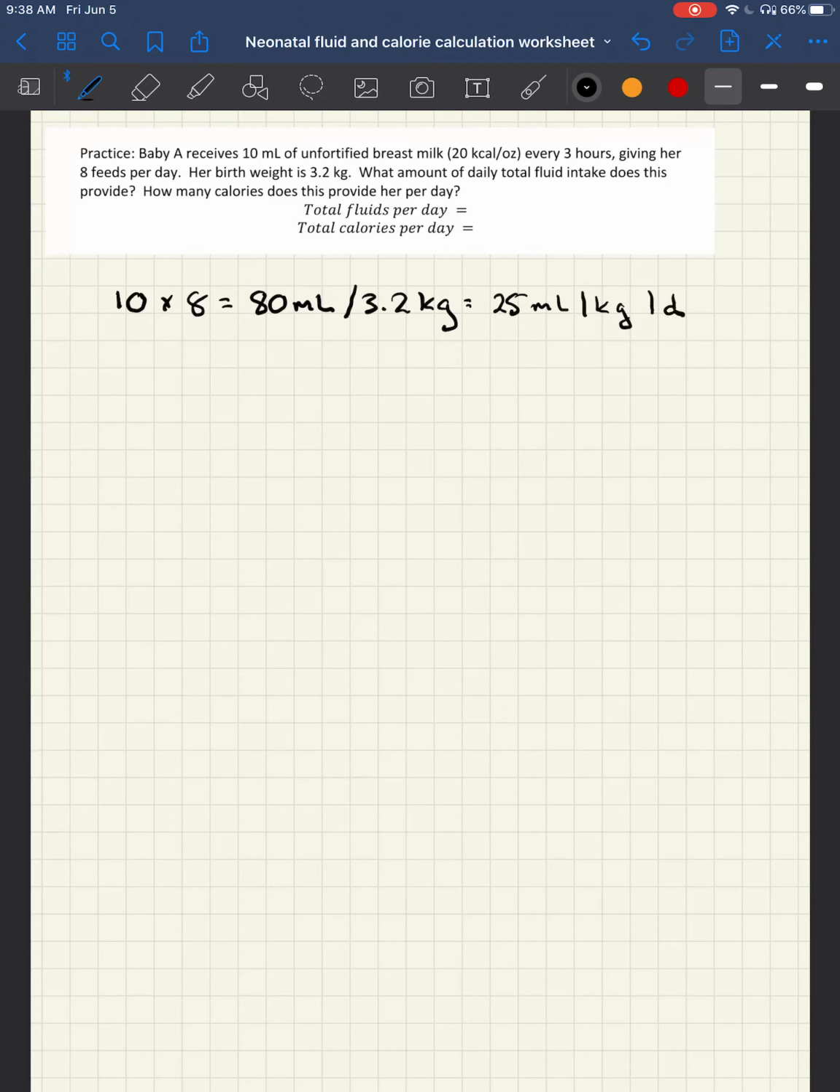To get to the calories, we use the conversion based on the caloric density. So we take 25, multiply it by the density, which is 20 kcals per ounce, and then we get to milliliters. 1 ounce is 30 milliliters. When we cancel the units, we'll get to the answer of 17 kcals per kilogram per day.